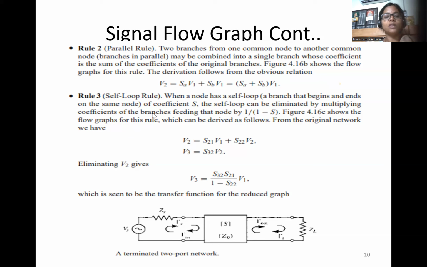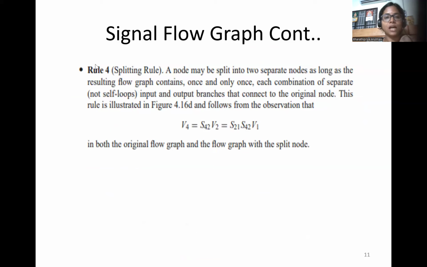The third rule is the self loop rule. That is, when a node has a self loop of coefficient S, the self loop can be eliminated by dividing the coefficients of the branches feeding the node by 1 minus S. So we can write V3 equals S32 S21 divided by (1 minus S22) times V1. The last rule is the splitting rule.